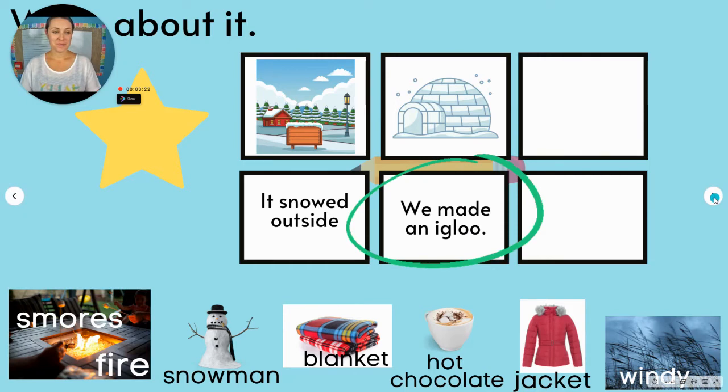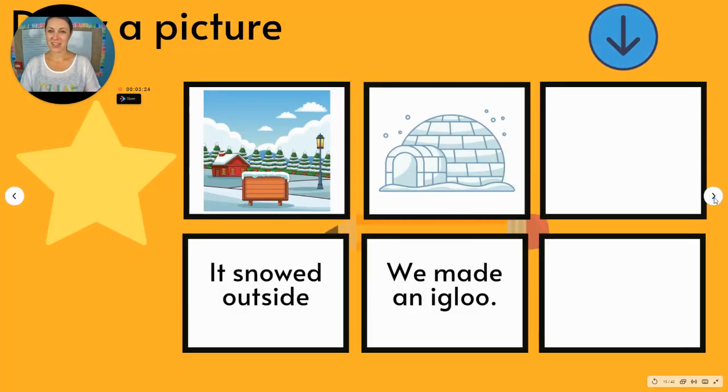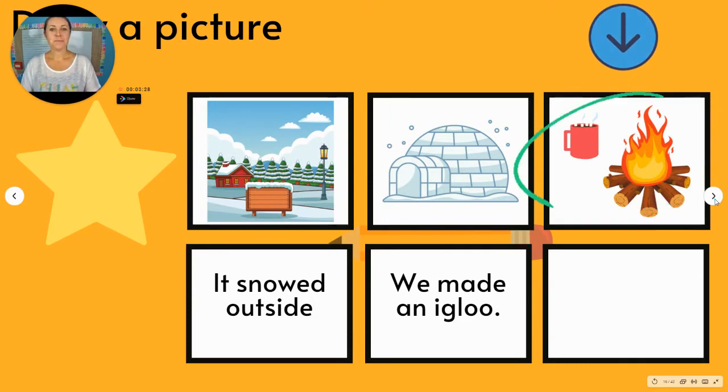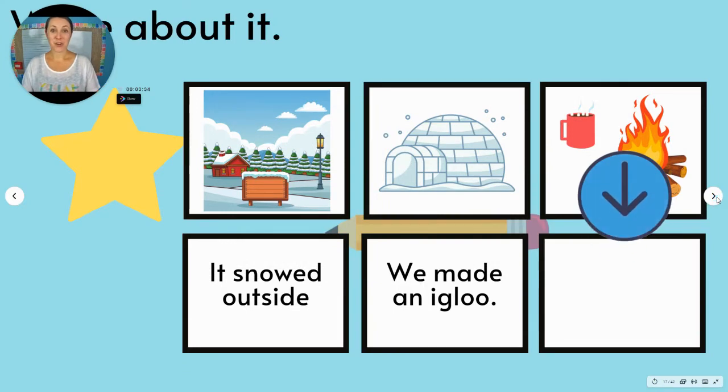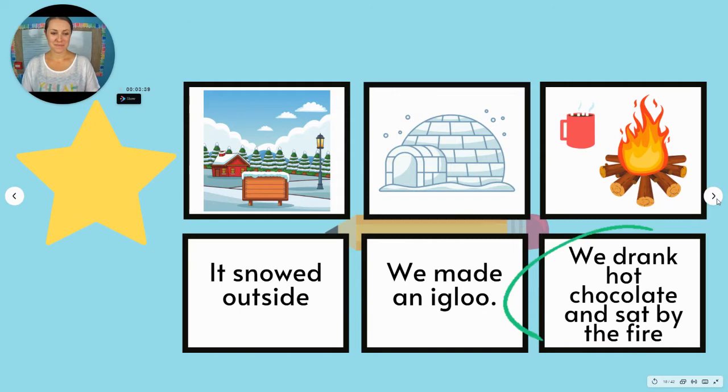Then you're going to do it again. What happened after that? We had a fire and we drank hot chocolate to get nice and warm. And then you're going to be writing a sentence about that picture. We drank hot chocolate and sat by the fire.